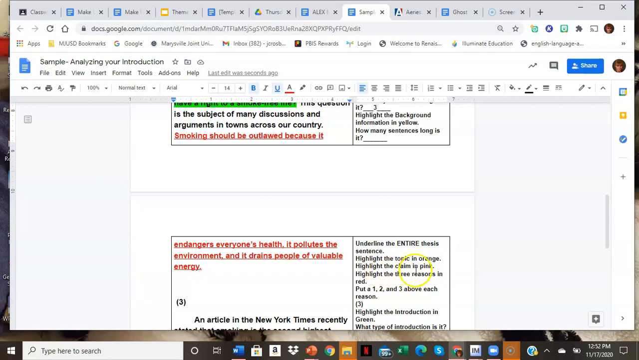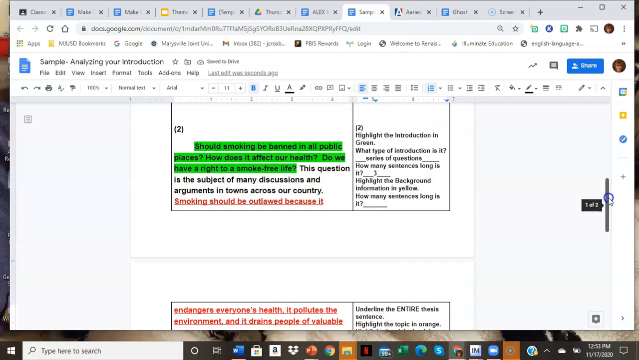You do not have to highlight the topic or the claims, but you do have to write down what the claims are. So, list the 3 claims. 1, again, it is endangers everyone's health. It pollutes the environment. It drains people of valuable energy. Yours are going to be a little bit different, so mark them correctly.